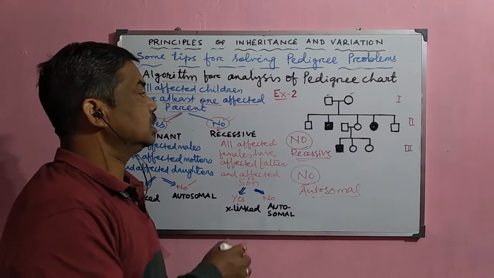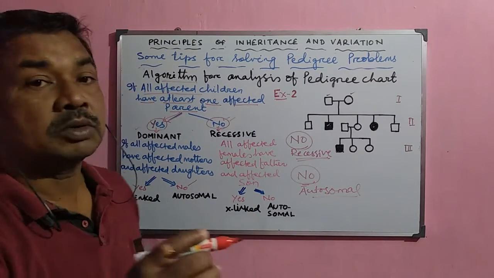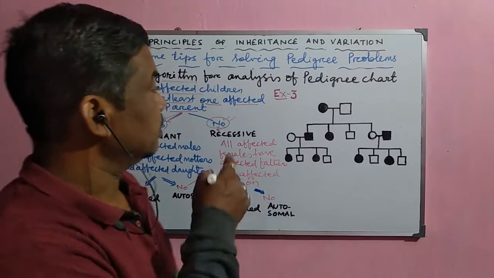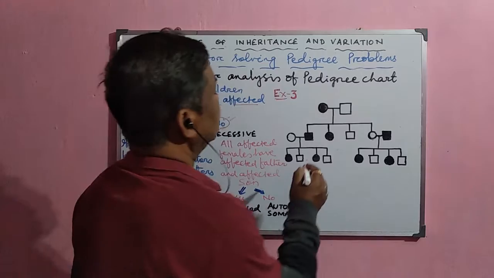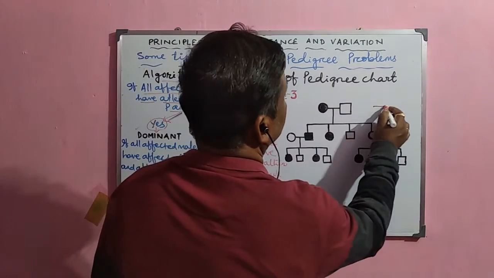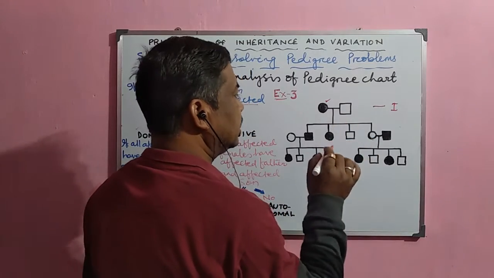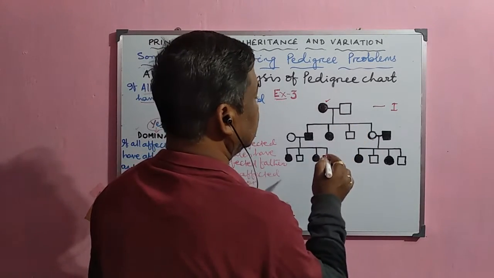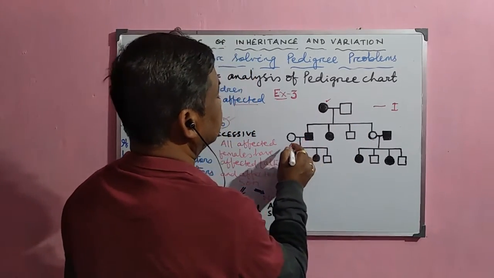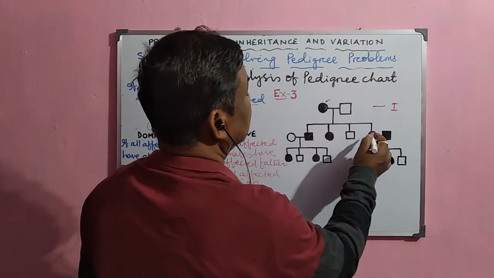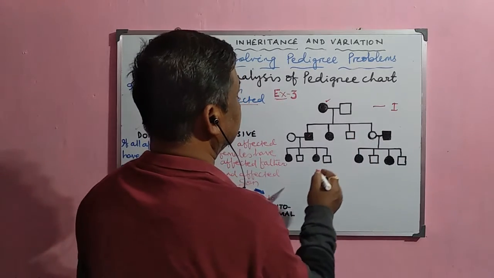So that is another example. Now we shall give you the next example. Now look at this example. In this example, in the parental generation, the first generation, the mother is affected and the father is the normal one. Now in the second generation, look here. Here the son is affected, the daughter is affected. Then some sons and daughters are unaffected.